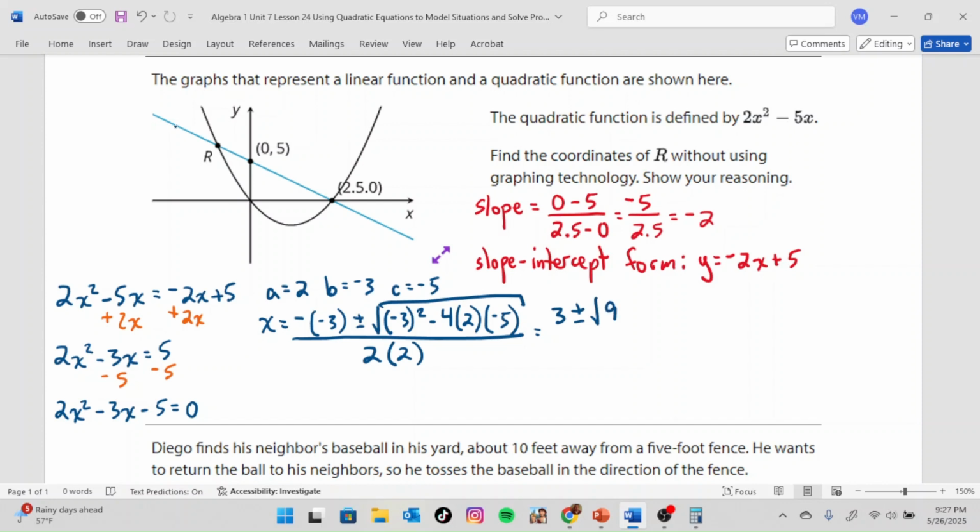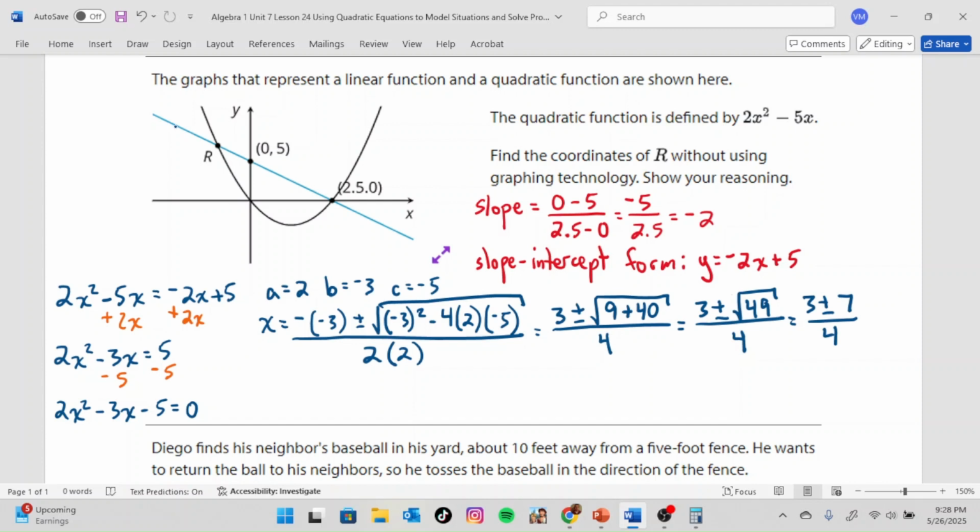-3 squared is 9. -4 times 2 is -8, and -8 times -5 is +40. And then on the bottom, 2 times 2 is 4. Under the square root symbol, 9 plus 40 is 49. The square root of 49 is plus or minus 7.